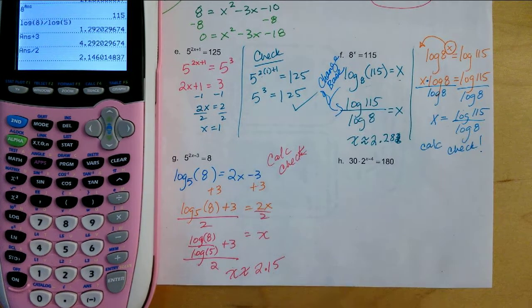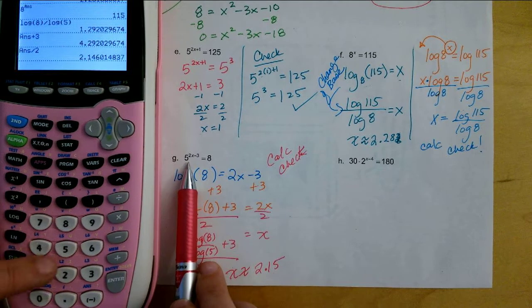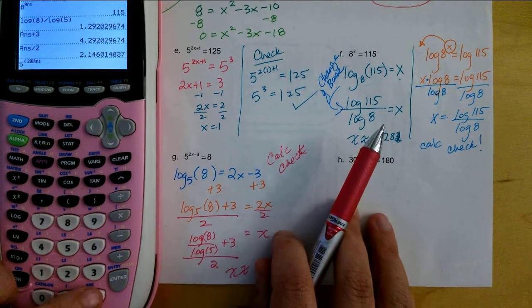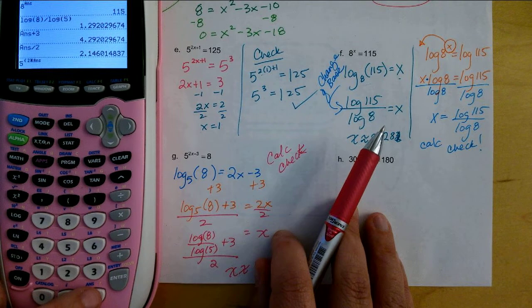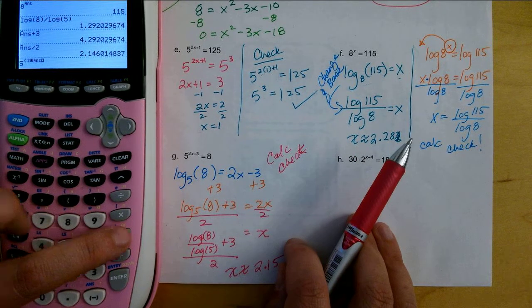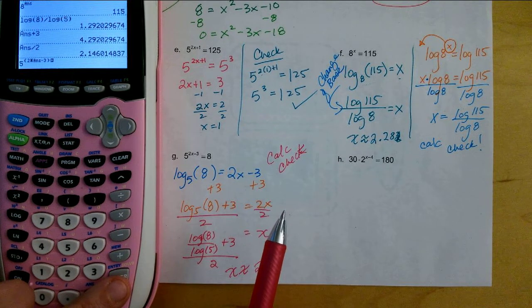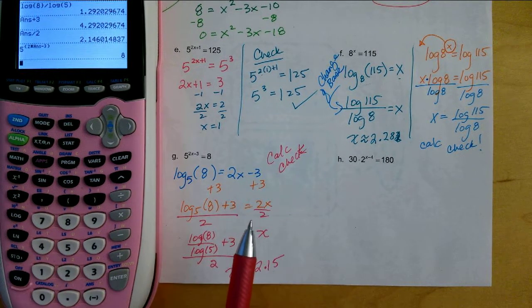If I do my calculator check, I'm going to plug in 5 to the power of, why not do parentheses, 2 times second ANS. Does everybody see where I'm pressing that answer button? Minus 3, close parentheses. When I press enter, what number do you expect to see on the screen? Woohoo! I know it's right.